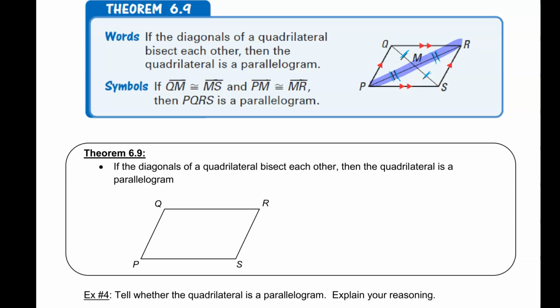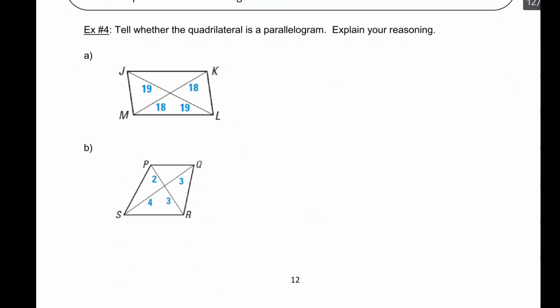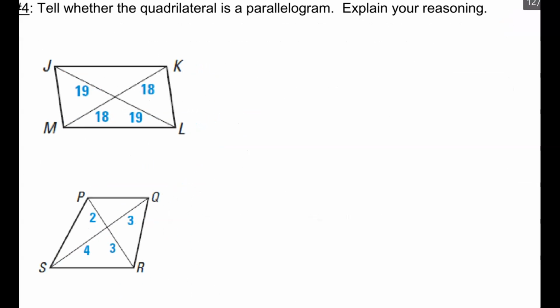So if the diagonals of a quadrilateral bisect each other, then the quadrilateral is a parallelogram. This is just restating what was said before. They bisect, so they cut each other into two equal halves. Now, tell whether the quadrilateral is a parallelogram. Explain your reasoning. Let's look at this one first.